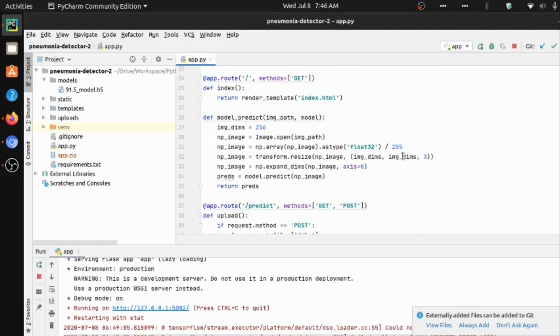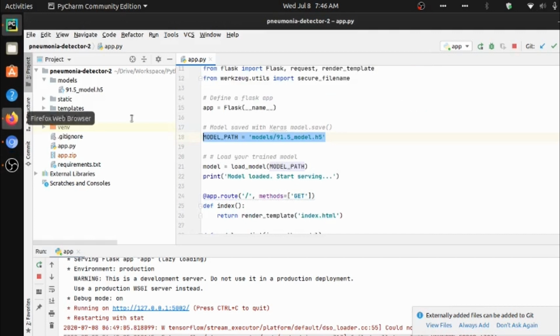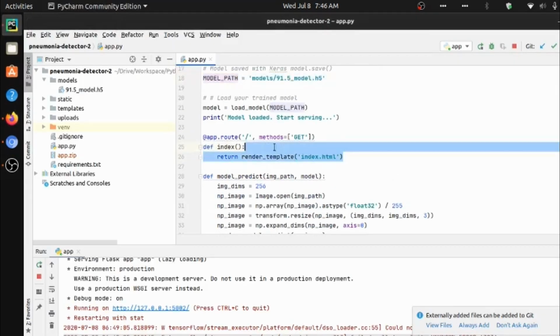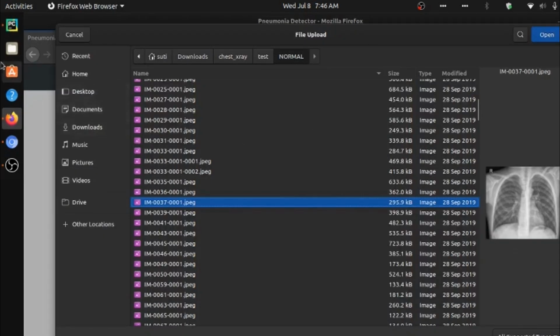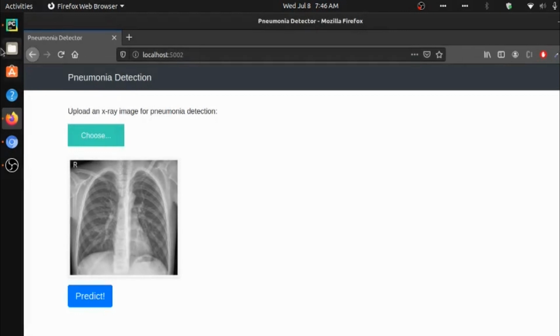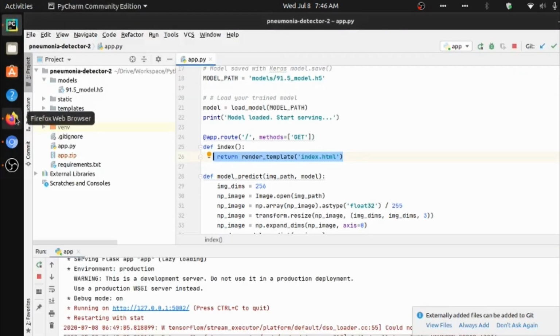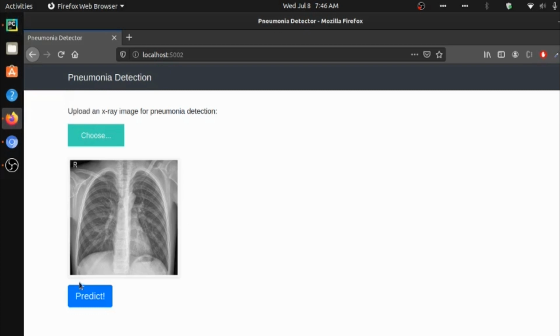When a particular user hits this URL, he is greeted with this page, where he has a choose button. On clicking choose, he can select a particular image. On selecting an image, it is previewed and a button called predict is given.